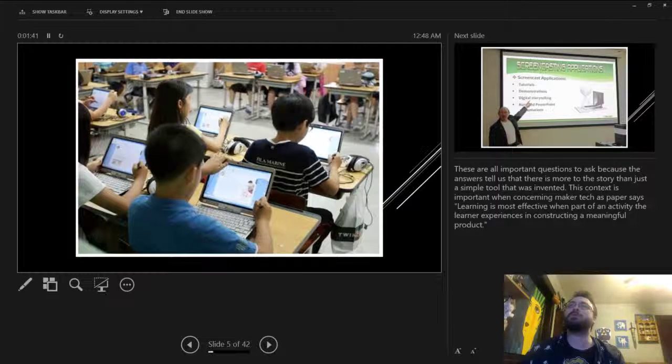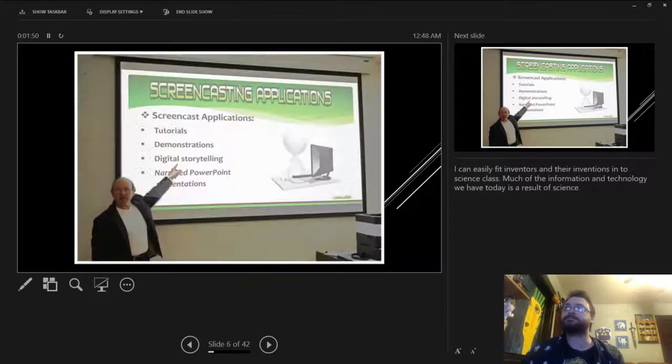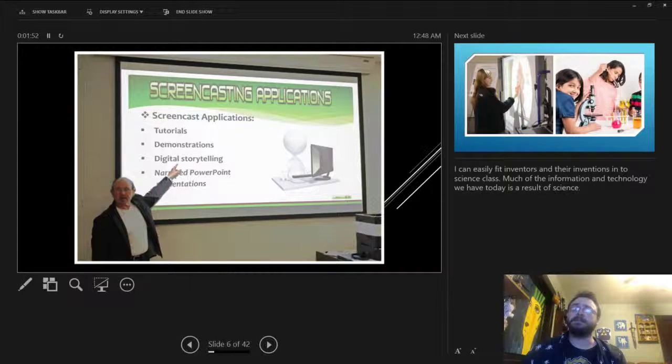This context is important when concerning maker tech. As Pépierre says, learning is most effective when part of an activity the learners experience in constructing a meaningful product. And I can easily fit inventors and their inventions into science class.